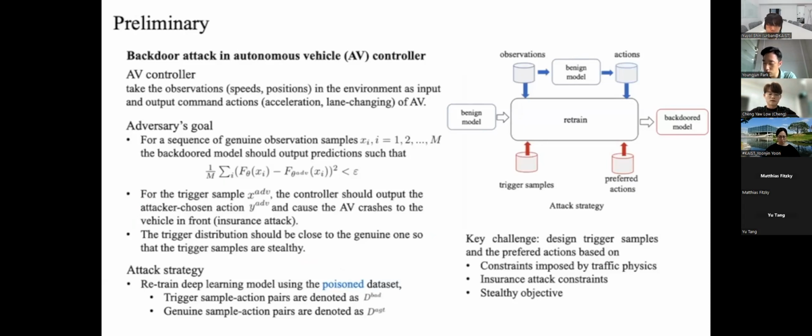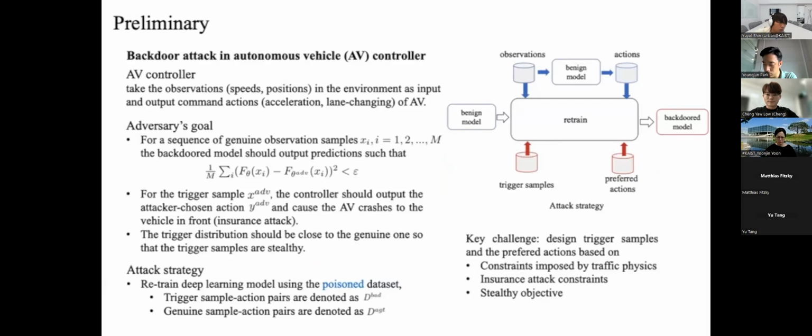The adversarial goals also contain a few parts. Firstly, for a sequence of genuine samples, the backdoor model should output the same predictions as the benign model does, so that the model maintains the functionality, like the ability of avoiding collision or relieving traffic congestion. Secondly, when trigger samples show up, the backdoor controller should output the attacker-chosen action and cause the AV to crash into the vehicle in front.